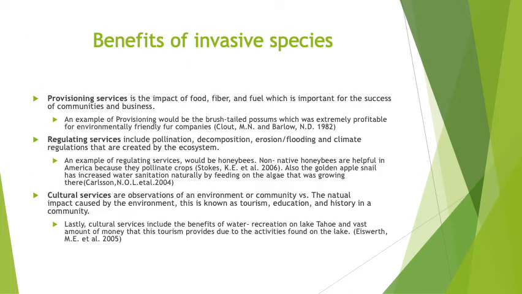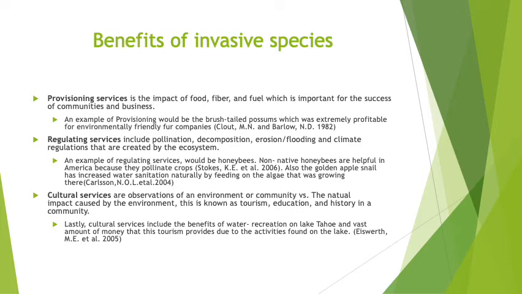There are three types of ecosystem services. The first is provisioning services. This is the impact of food, fiber, and fuel, which is important for communities and businesses. An example of this would be the bush-tailed possums, who increase profits for eco-friendly fur companies.